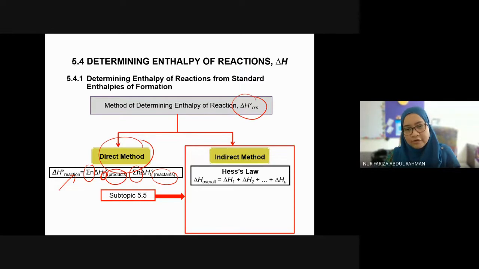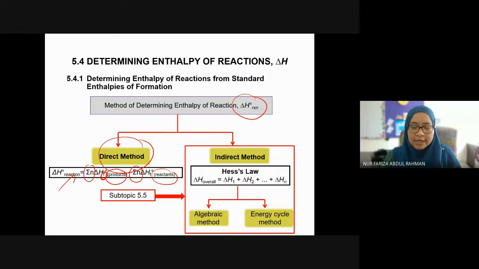On the other hand, for the indirect method, we are going to be using Hess's law. Hess's law is equal to, this is the formula of Hess's law in general. Even for Hess's law itself, we have two methods. We have the algebraic method and the energy cycle method. You should know both of them. You cannot pick just one, unless the question tells you to choose, then it's fine. But in case you like the energy cycle method, but the question is asking for the algebraic method, and you give the energy cycle method, you are not answering the question. So you need to know both of them.